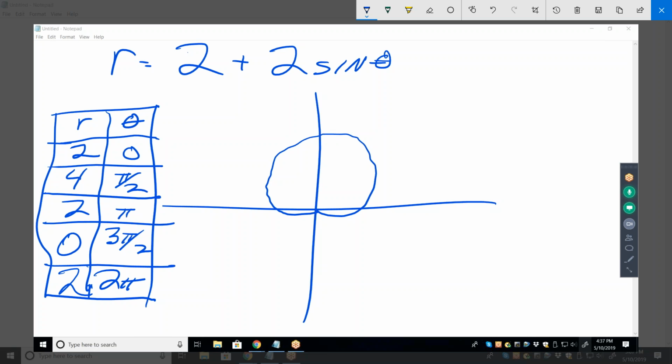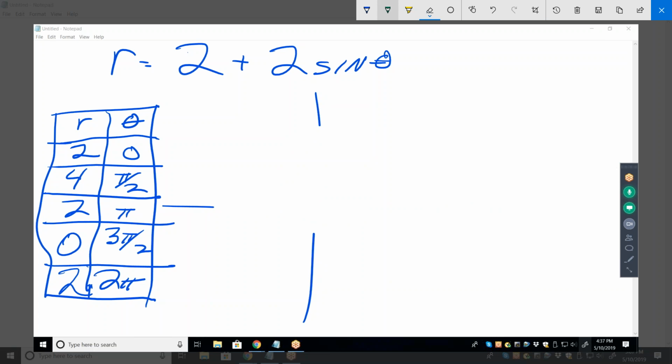So this is quick because it only checked every 90 degrees. You'll notice it goes from 0 to pi over 2 to pi to 3 pi over 2. If we get those 4 points, we can construct the cardioid. Let me show you how.